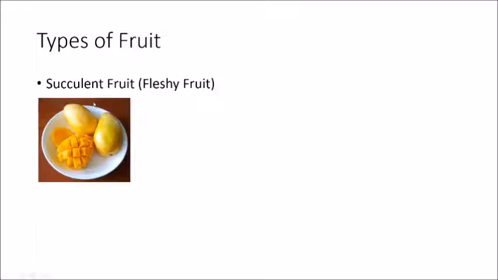Another name for succulent fruits is fleshy fruits. These are the fruits that we typically associate with actually being a fruit. They have a sweet taste, they're fleshy, and they have a high water content. Some examples of fleshy fruits are mango, apple, grapes, and watermelons. Typically, when you think of a fruit that you eat that tastes sweet and pleasant, it's usually going to be a succulent fruit.